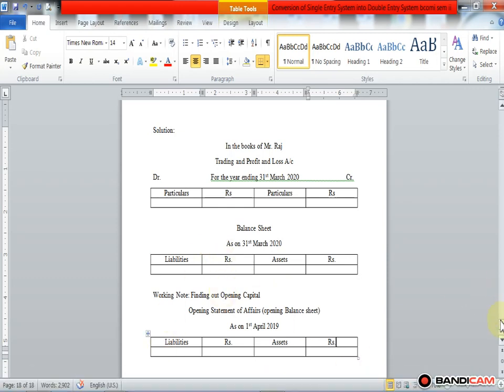Now we prepare three statements, that is trading account, profit and loss account, and closing balance sheet, and one working note to find out the opening capital of the organization. Okay, so first of all transfer the respective items to the respective accounts. Okay, so here read the problem.